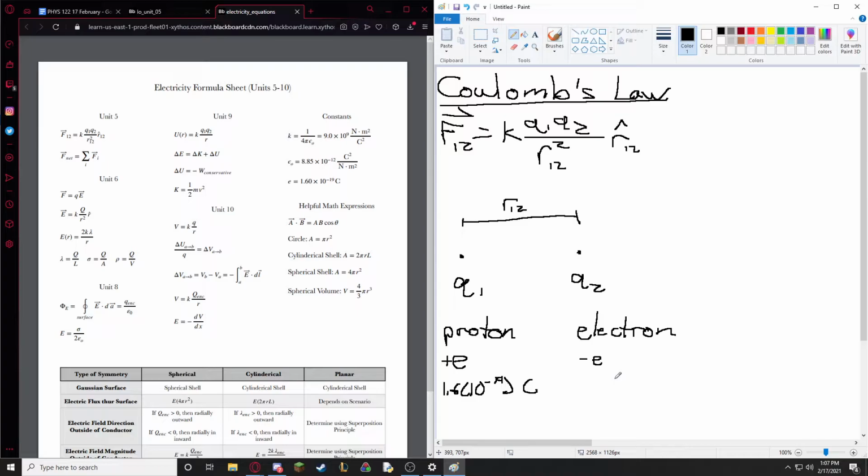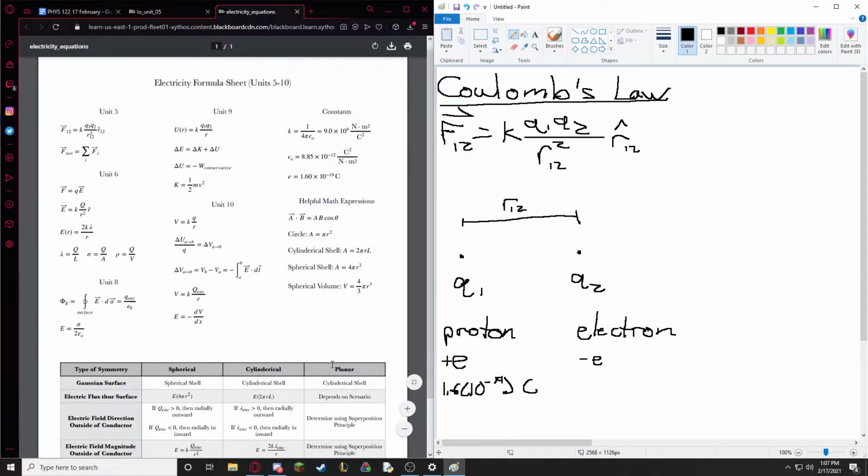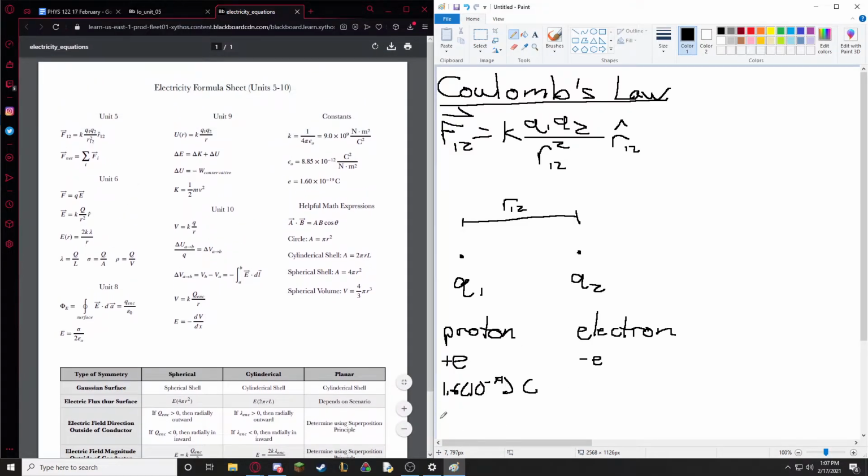And the other thing we want to know is what are the masses of these two particles? What's the mass of a proton and the mass of an electron? It's not on your formula sheet, but still highly recommend write it down somewhere and memorize them. If you've taken Chem 101, it might already be ingrained in your head.